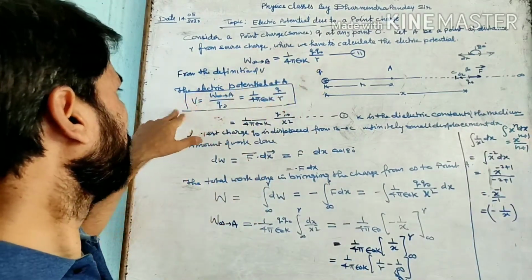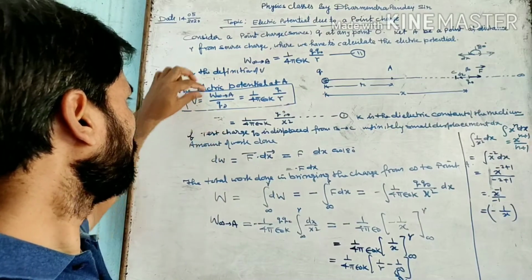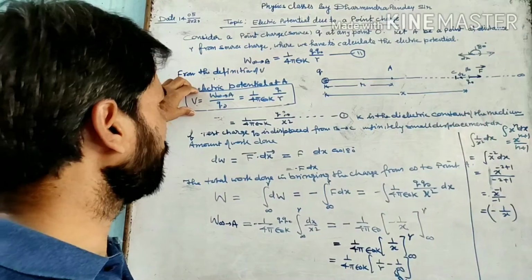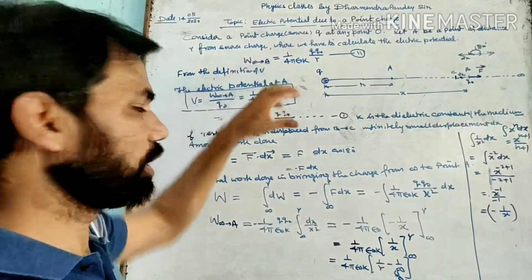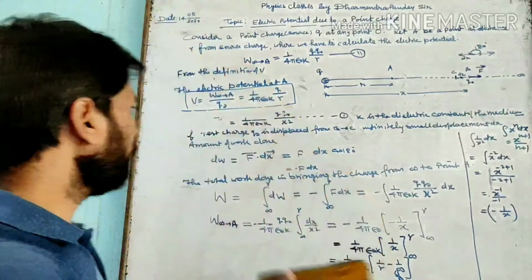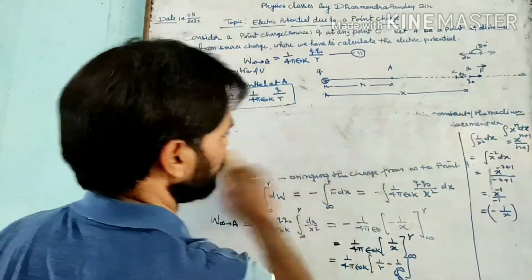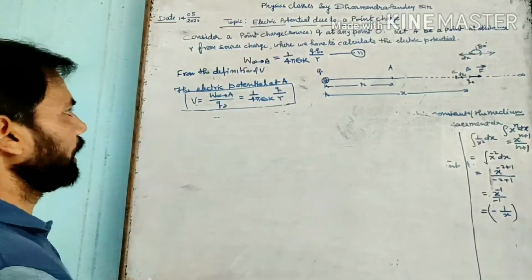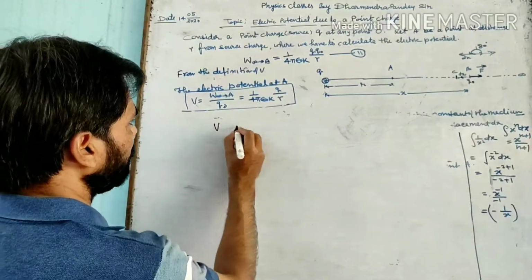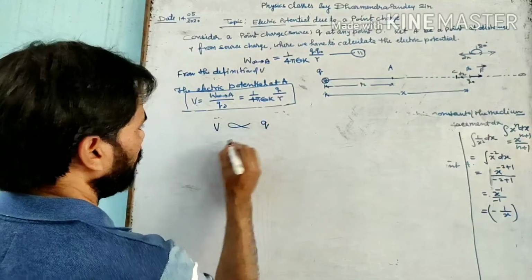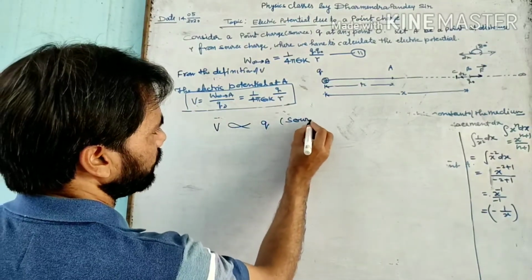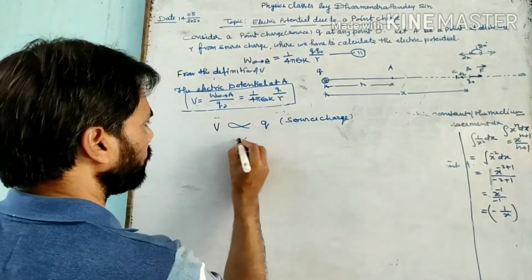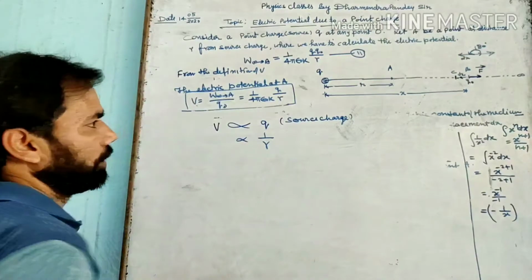And by the definition of electric potential, W from infinity to A upon Q0 gives us the potential at point A, which we obtain is that much. Now let us explain on what factors V depends. As from this expression, V depends on Q, which is the source charge. And second, V is proportional to 1 upon R.